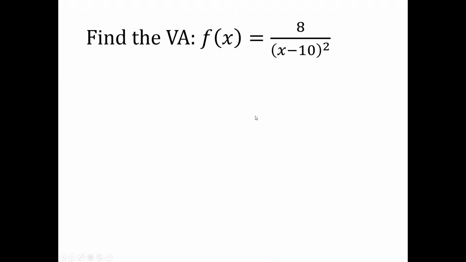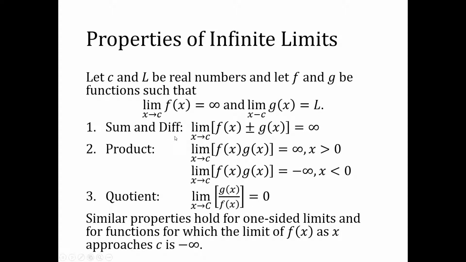There's another problem, and there are a bunch of properties. If the limit as x approaches c of f of x equals infinity, and g of x is not infinity, so g of x is continuous at c, then the limit does not exist for f of x at c because it is an infinite limit. If you add the two functions together, you're going to get an infinite limit. If you multiply them, you're also going to get an infinite limit as long as g of c is positive, and it will be a negative infinite limit if it is negative.